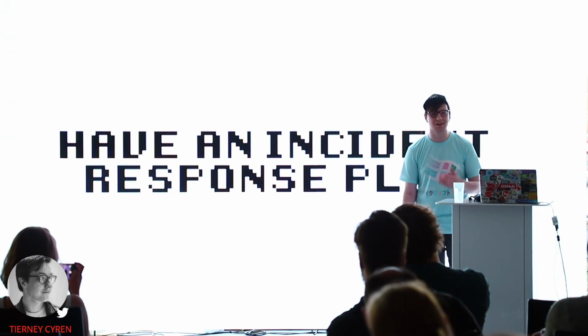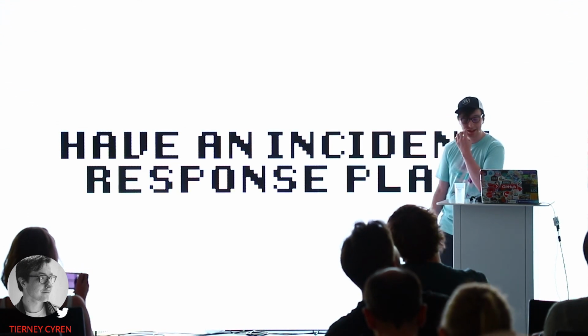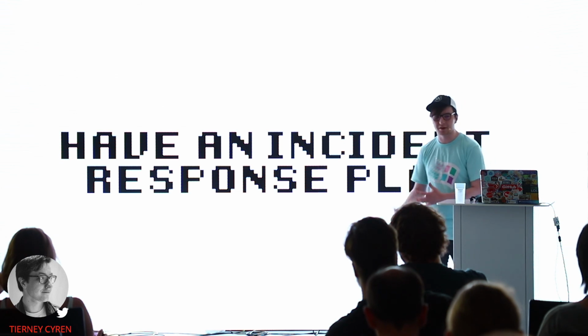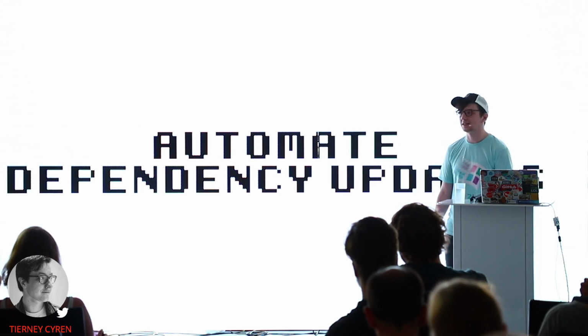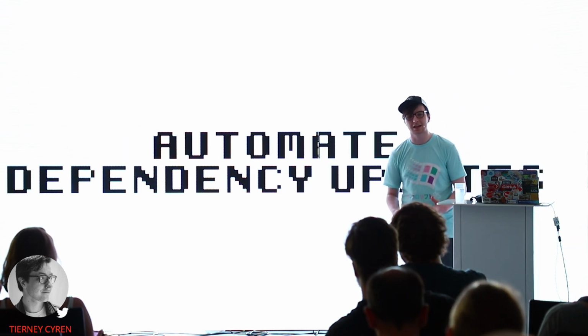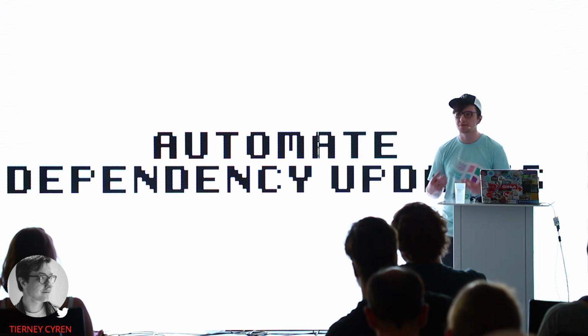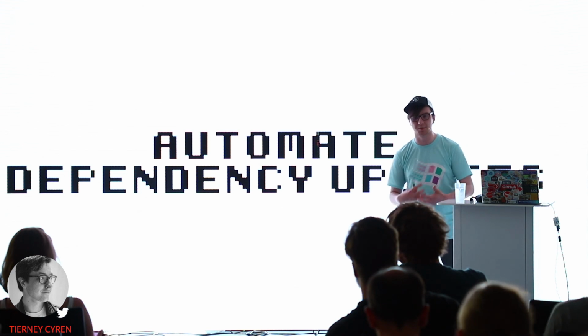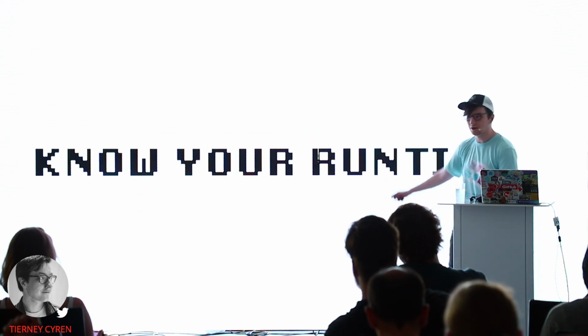Have an incident response plan. Please, please, please, regardless of whether it's for modules, outages, or human attacks, this is a very, very important thing. Automate your dependency updates. This is a really good way to be in the JavaScript ecosystem flow and address issues before they happen. And again, know your runtime.